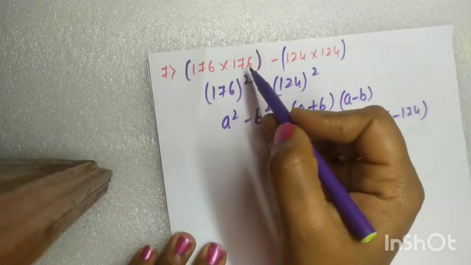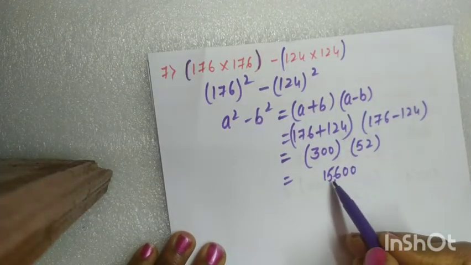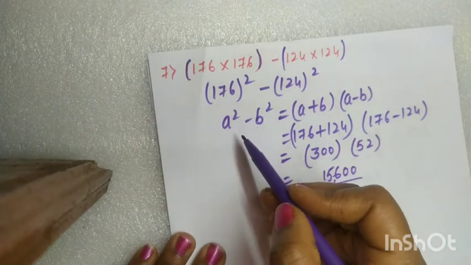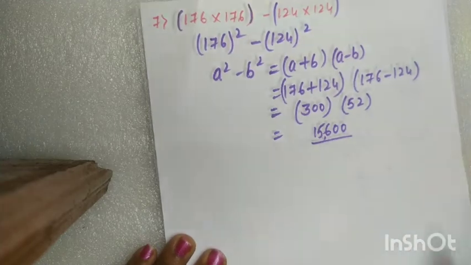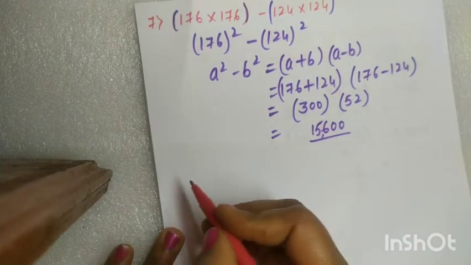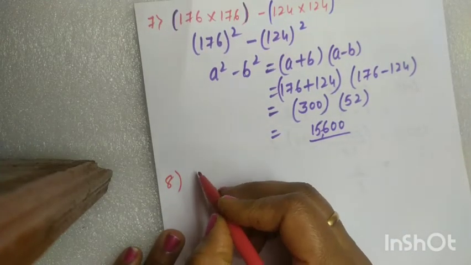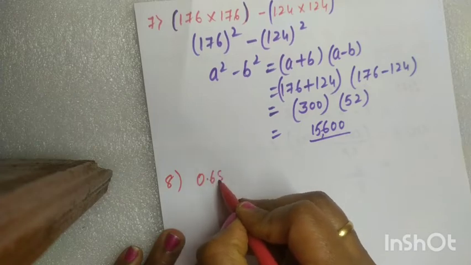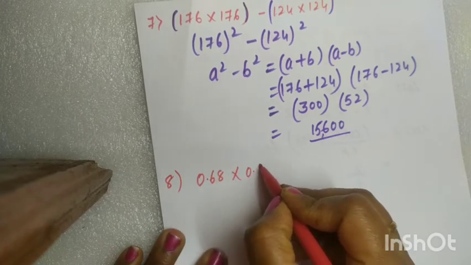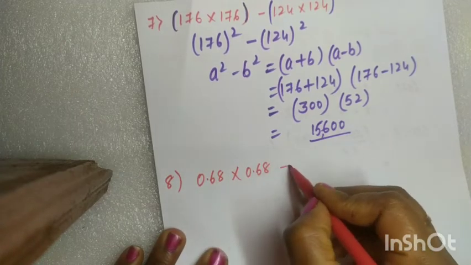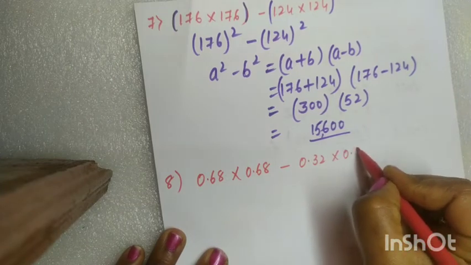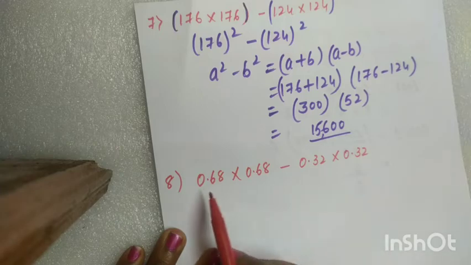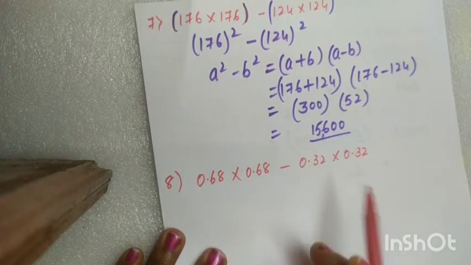Okay. So instead of multiplication and then subtracting, what we have done is use the a square minus b square identity. Now similarly, one more problem I will give you for your practice work. So it is the 8th problem: 0.68 into 0.68 minus 0.32 into 0.32. Here also, do not multiply and then subtract.